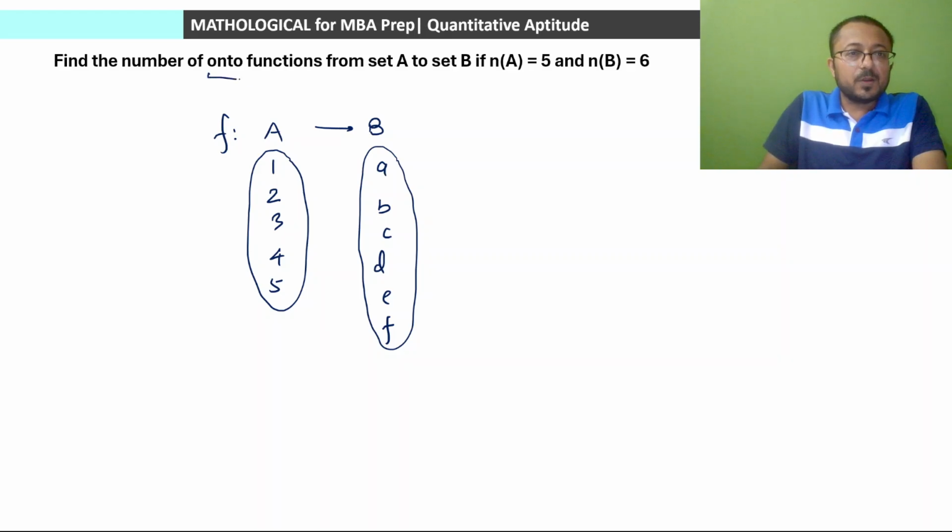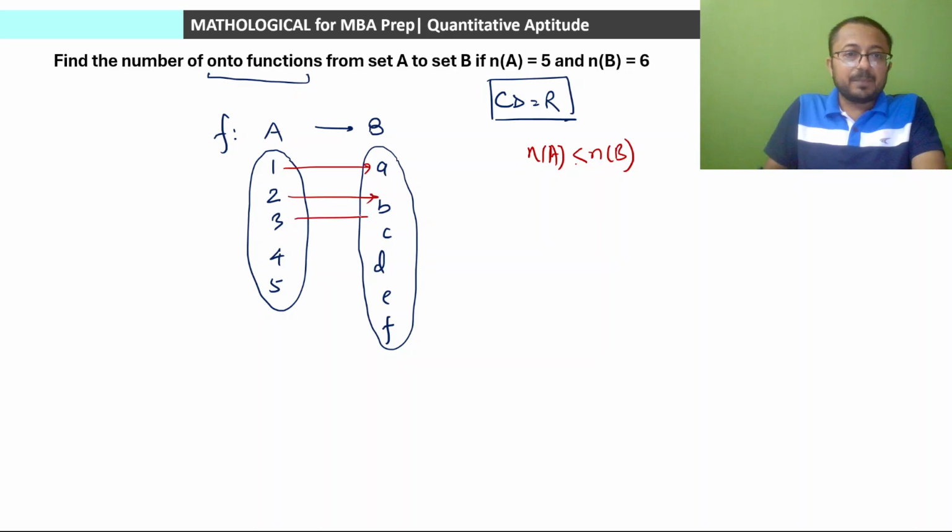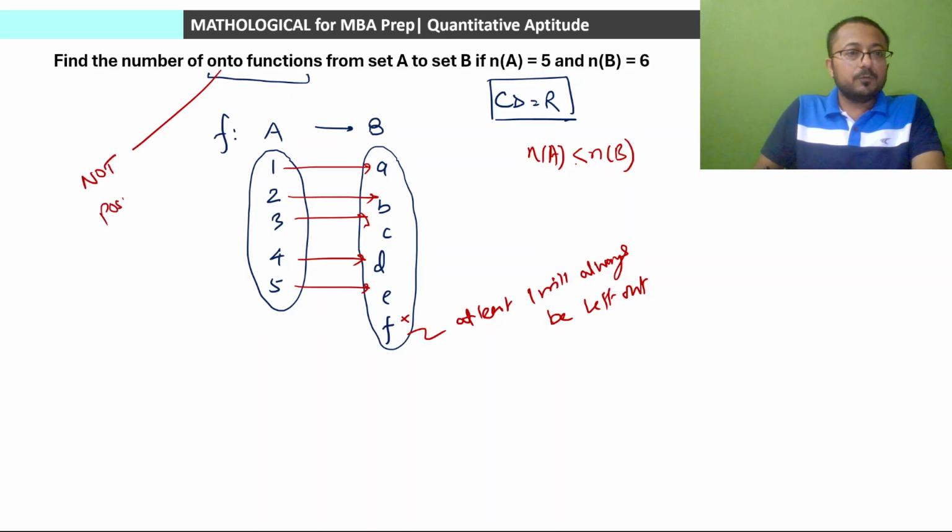Since these functions have to be onto, that is, all the elements of the codomain should be equal to the range. Codomain equal to range, is it possible? Because there are only 5 elements in set A, while set B has 6 elements, the number of elements in set A is less than the number of elements in set B. So is it even possible? Because at most we can connect with 5 elements. One will always be left over. In any case at least one element will be left out. So not possible. That is, the number of such onto functions will be equal to 0.